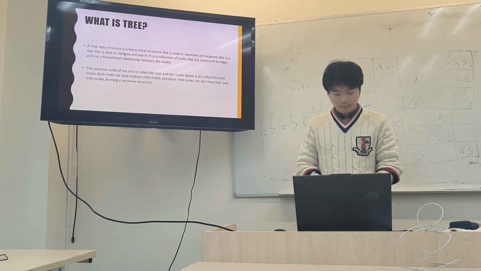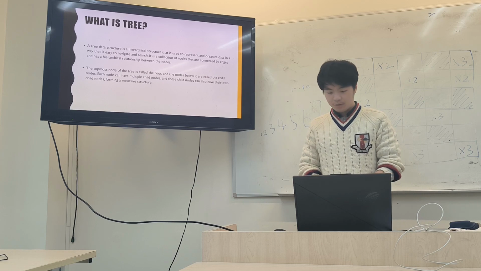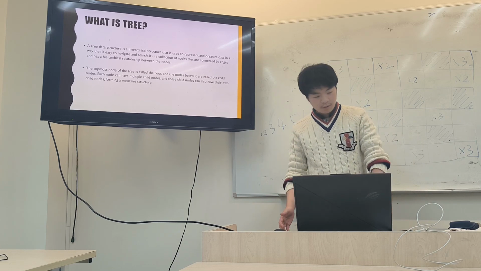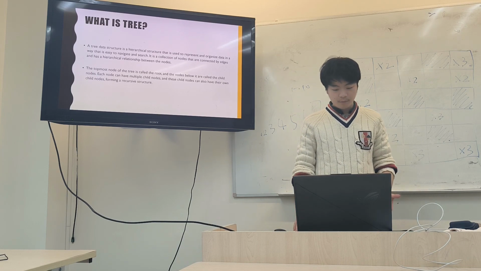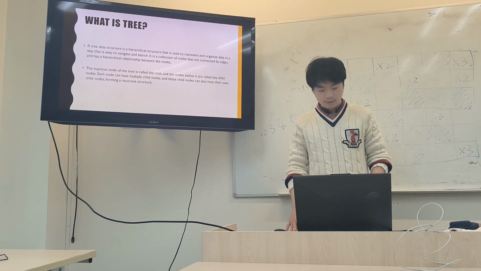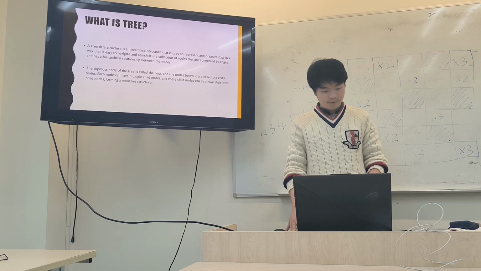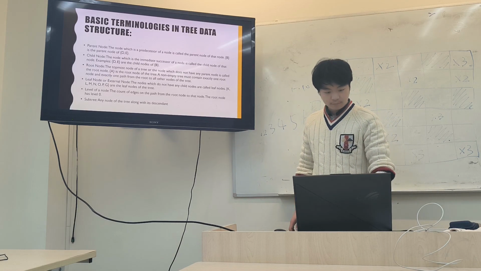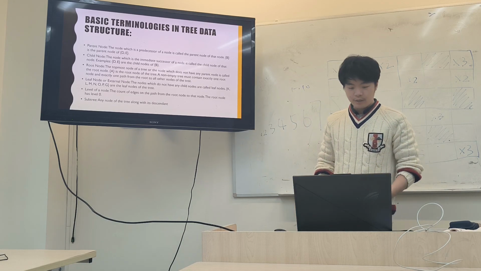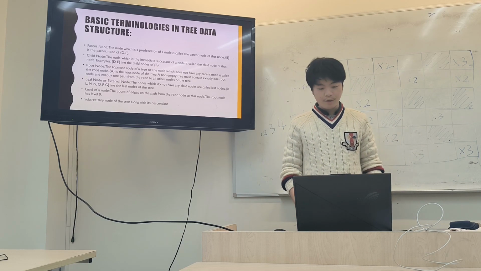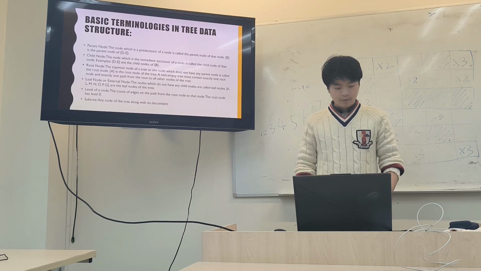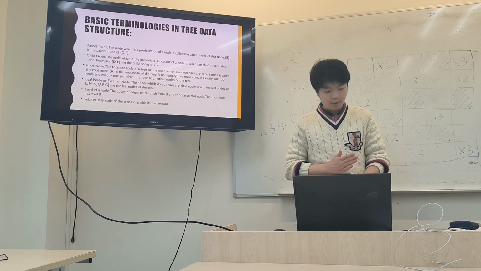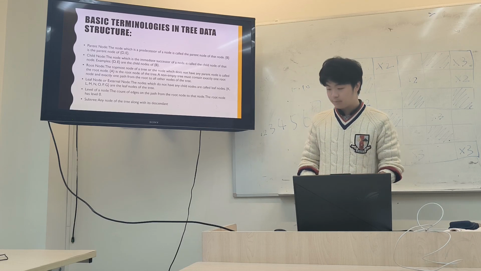The topmost node of the tree is called the root, and the nodes below it are called the child nodes or children. Each node can have multiple child nodes, and these child nodes can also have their own child nodes, forming a recursive structure. These are the basic terminologies in tree data structure. Now we will talk about parent, child, root, leaf, level and subtree.